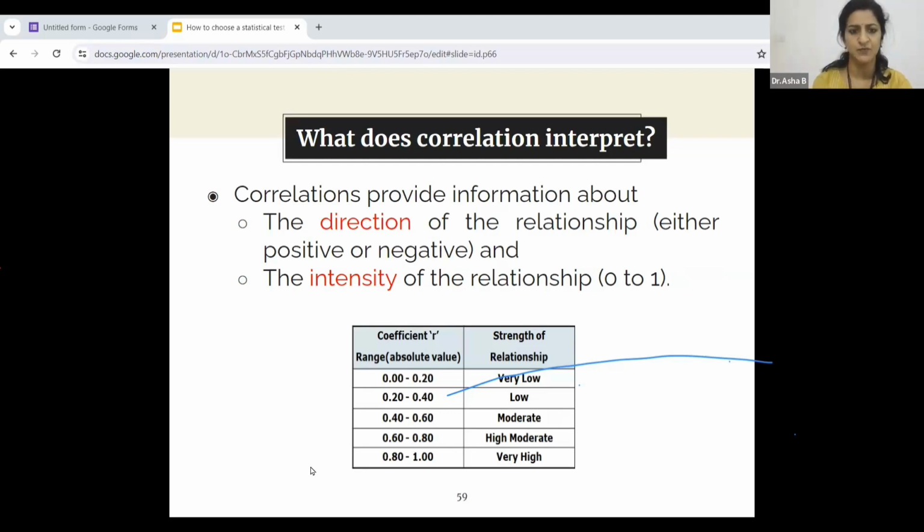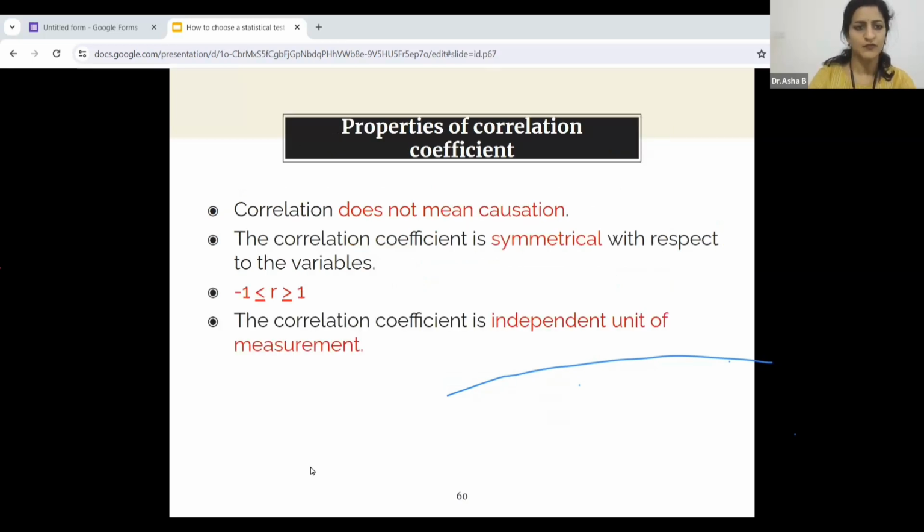Second is the intensity of the relationship between the variables. It ranges from 0 to 1. The value of R indicates the strength of the relationship between the variables. Depending on the value, the strength can be taken as very low, low, moderate, high, or very high. So these are the two things.